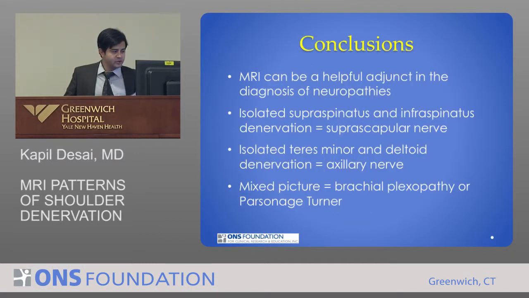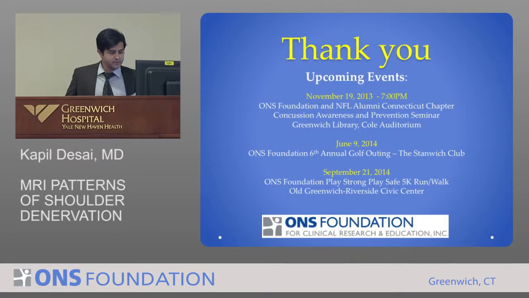So just in concluding, you should know that MRI can be a really helpful adjunct in diagnosis of neuropathies in the body, especially in the shoulder. These are really the three big types you're going to see. If you see isolated supraspinatus and or infraspinatus problems, think of the suprascapular nerve. Teres minor and deltoid, think of the axillary nerve. And if you have a mixed picture, think about brachial plexus injuries or Parsonage-Turner syndrome.